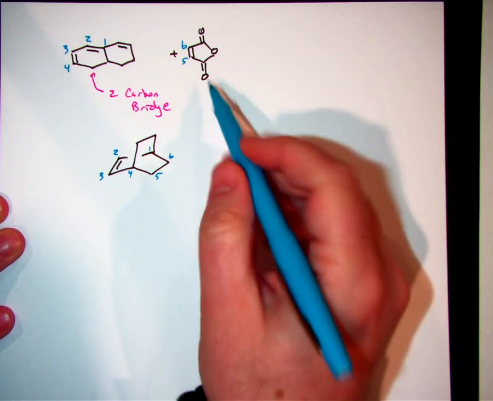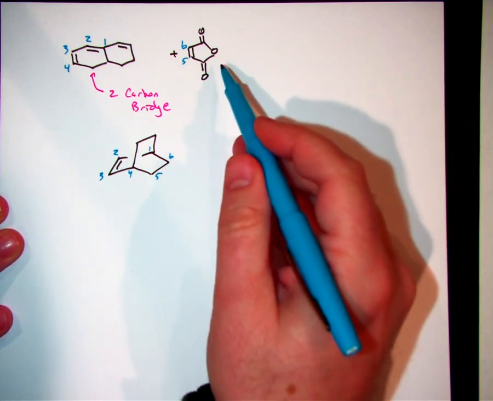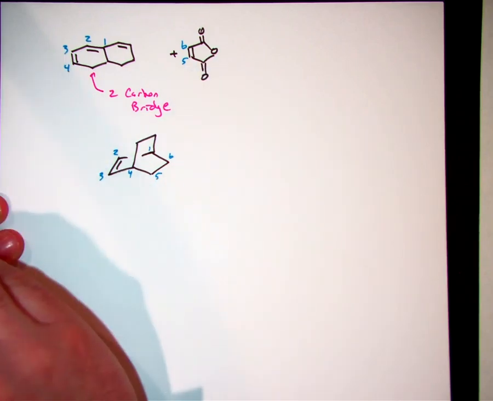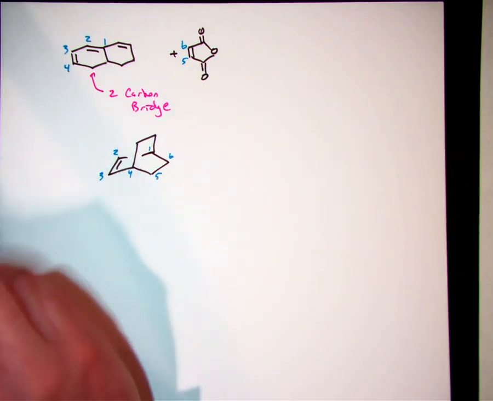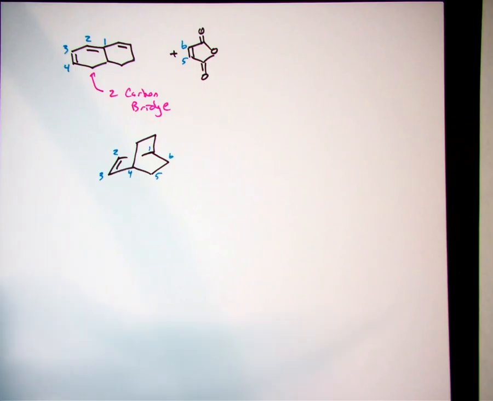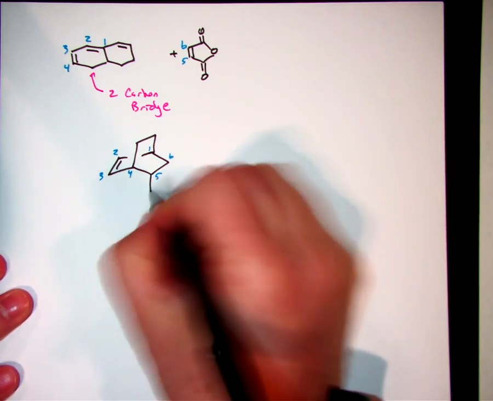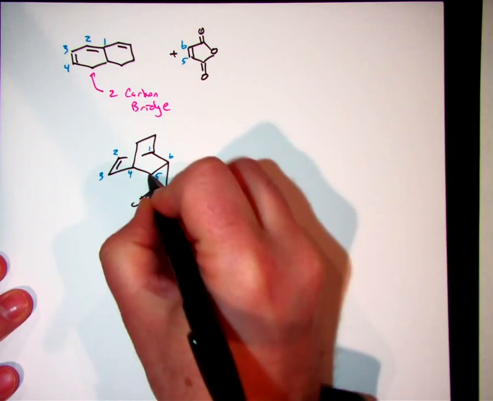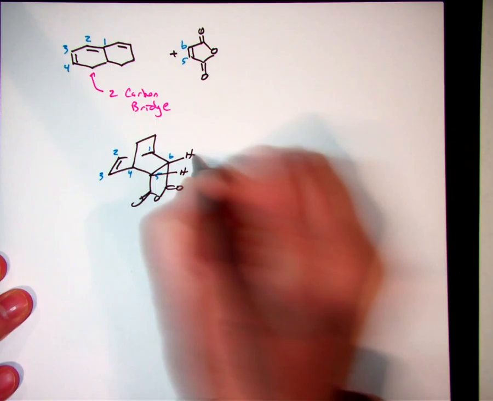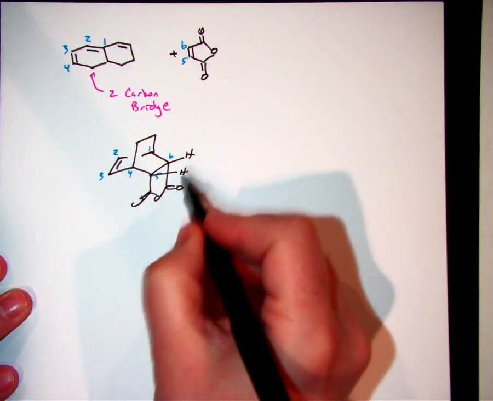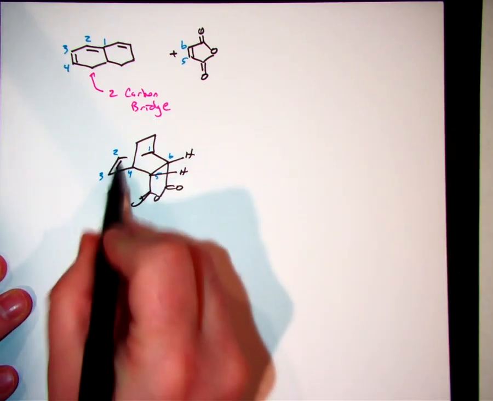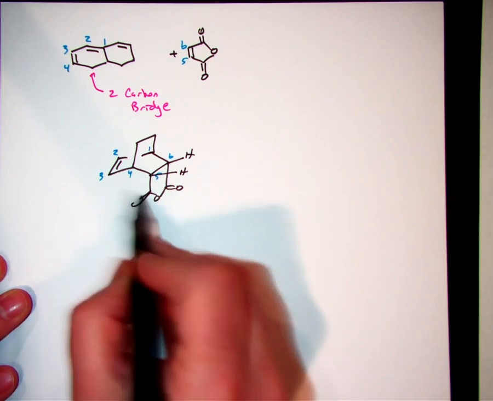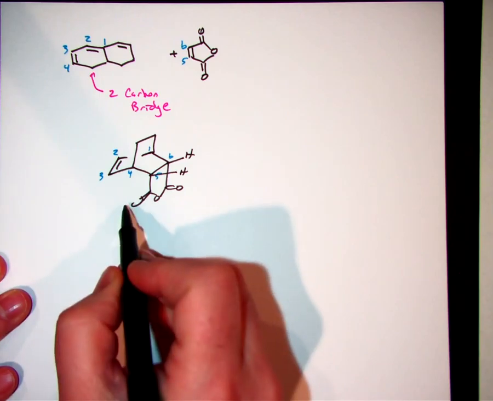Now, Diels-Alder reactions are always endoselective, which means that these carbonyls want to be on the same side of the diene when they react with one another. That makes those carbonyls end up in this endo position on our final product. So these H's are in the exo position. They're on the opposite side of where the alkene is at. These carbonyls are in the endo position.